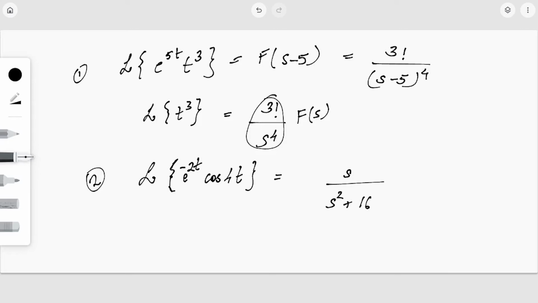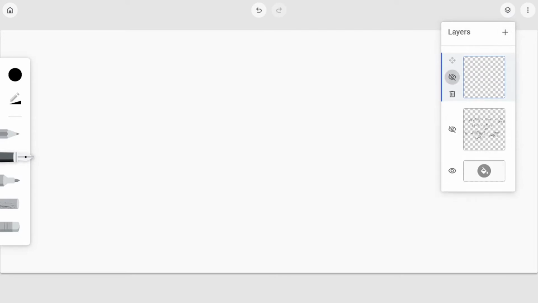So in this case our a is equal to minus 2, so the corresponding Laplace transform would be, instead of s we will have s plus 2, and here also we'll have s plus 2 whole square. Okay, so this will be the Laplace transform of our function e raised to minus 2t into cos 4t. So this is how we determine the Laplace transform of the functions which are the exponential multiple of the given function.